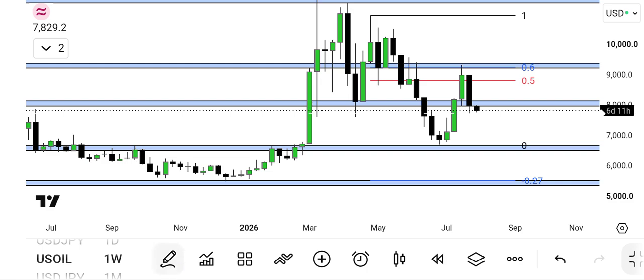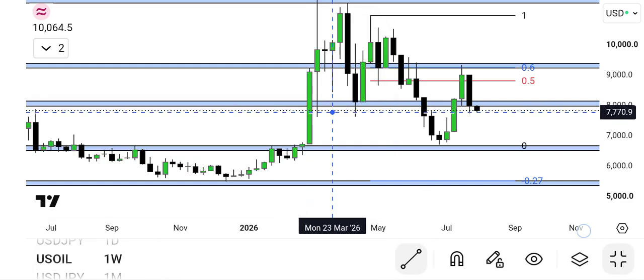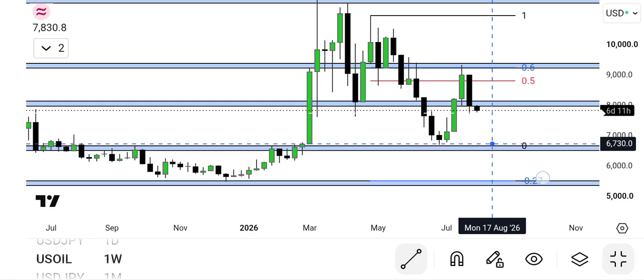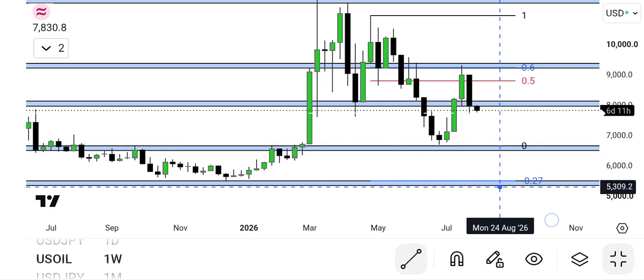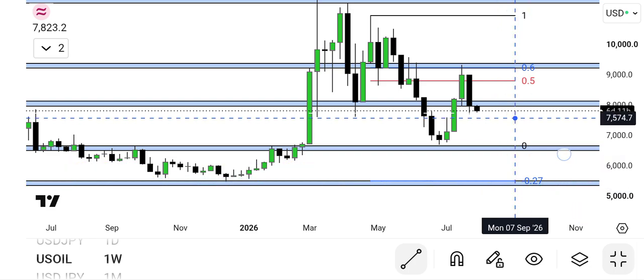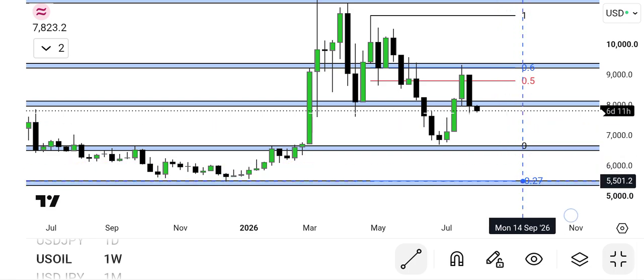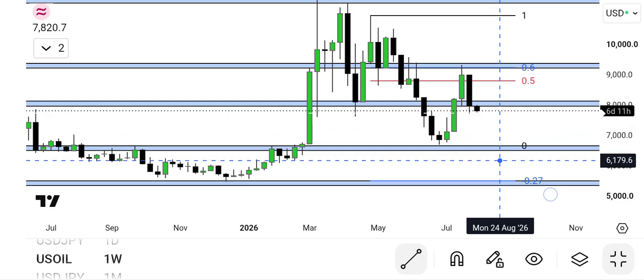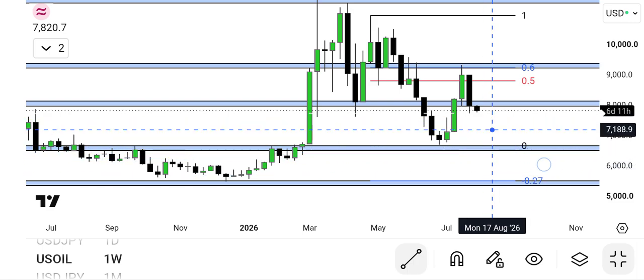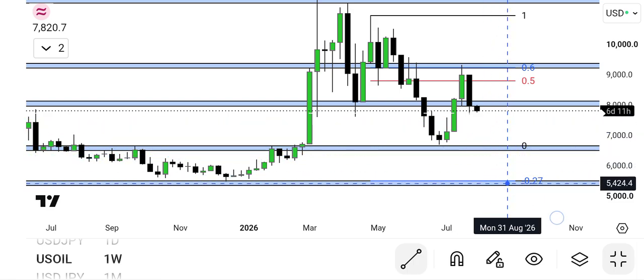Our first take profit is going to be here. It's going to be the 100% retracement level, which intersects at this key level, and the 0.27 retracement level, which is also going to be our second take profit. So if the market should clear this key level, then we are going to be anticipating the market to come to this place.